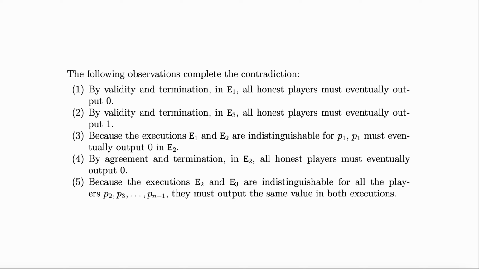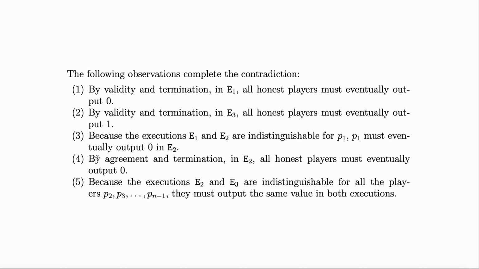So summing up then, the following observations complete the contradiction. By validity and termination, in E1, all players must eventually output 0. They have input 0, so they have to output 0. Similarly, by validity and termination, in E3, all players must eventually output 1, because they all have input 1 there. But because the executions E1 and E2 are indistinguishable for P1, P1 must eventually output 0 in E2.